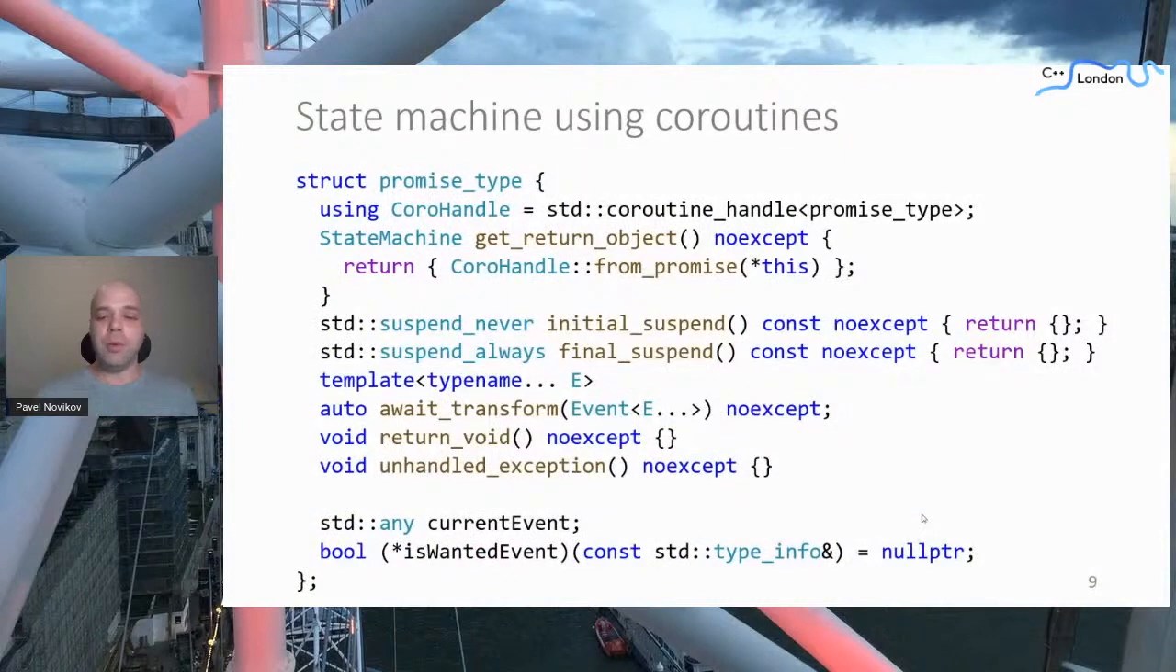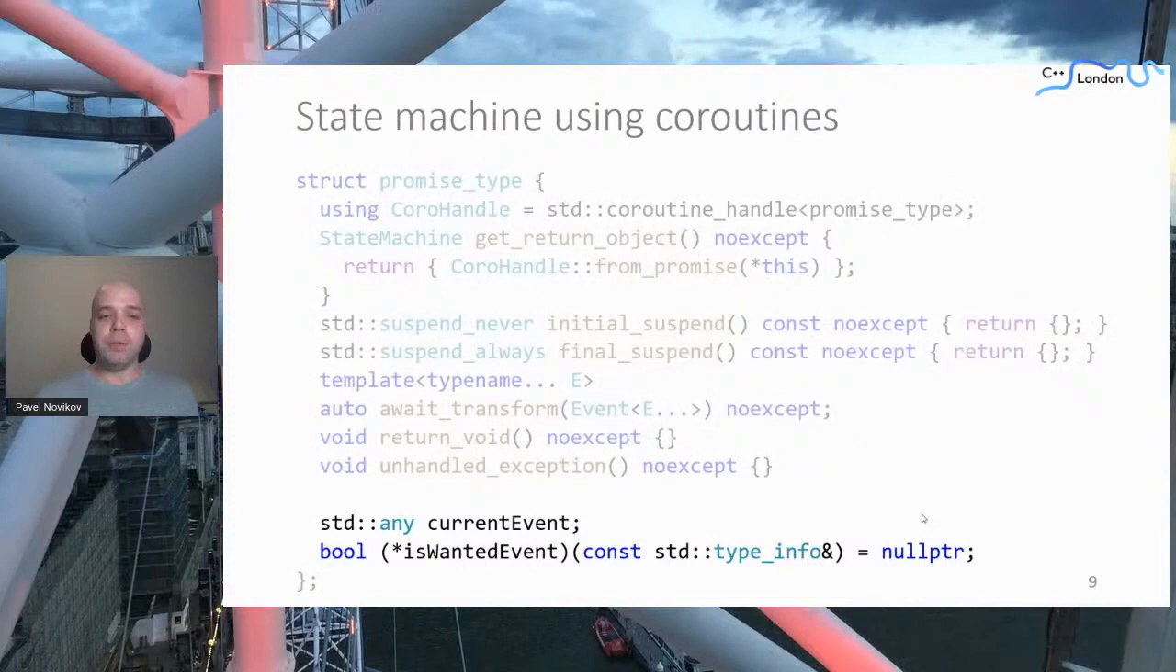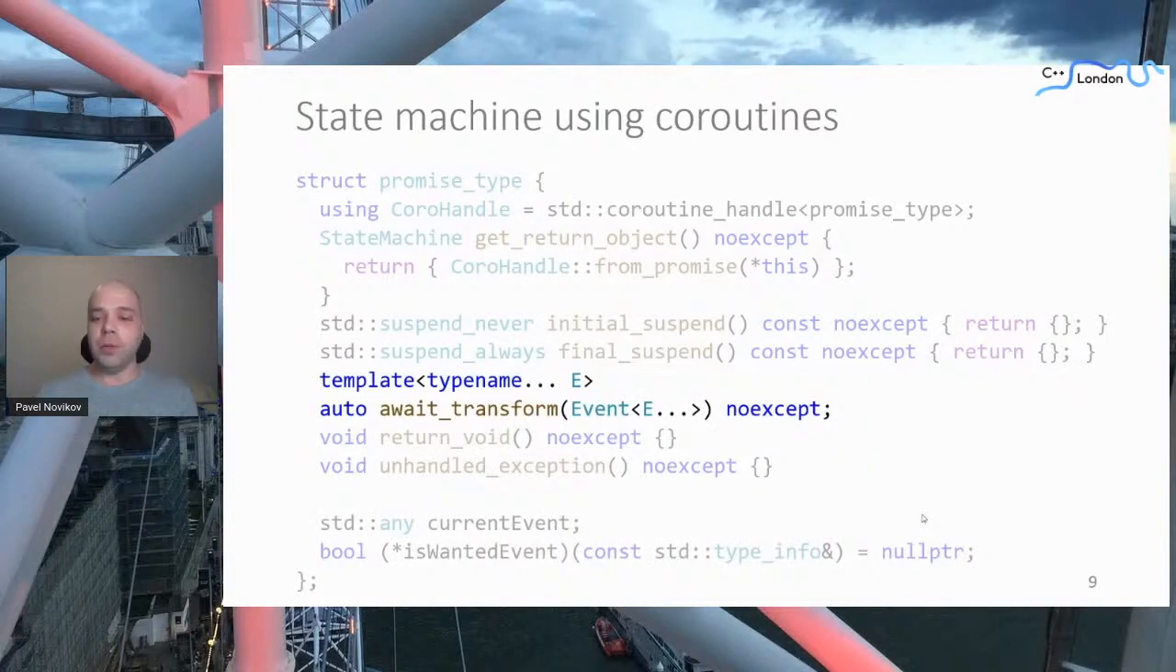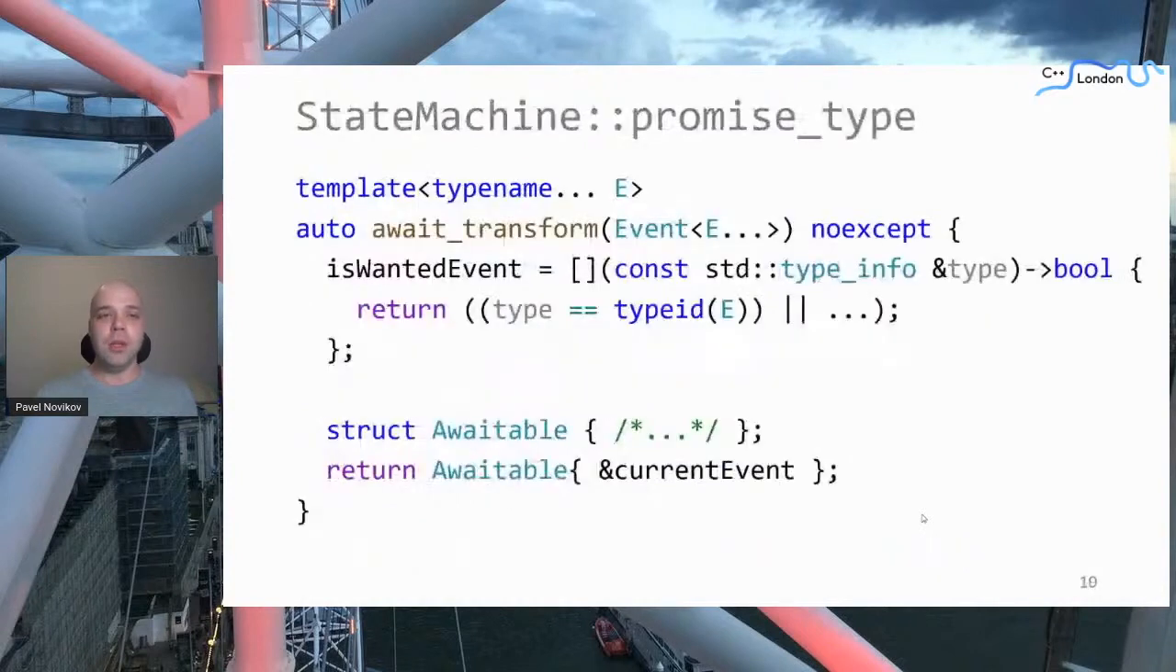We have our promise type, and in that promise type we have a type erased current event, and we have a pointer to function is wanted event, so that we can specify which event we expect, we want to handle. And we have, ordinary from other methods of this class, await transform, which allows the promise type to inspect what type we are awaiting on, and transform it and return some different type for the coroutine to await on. So here's our await transform implementation.